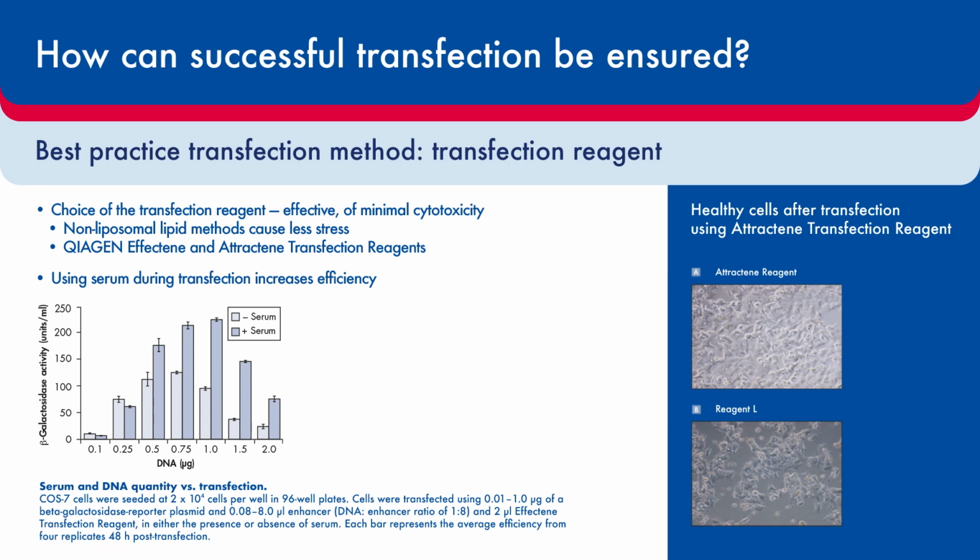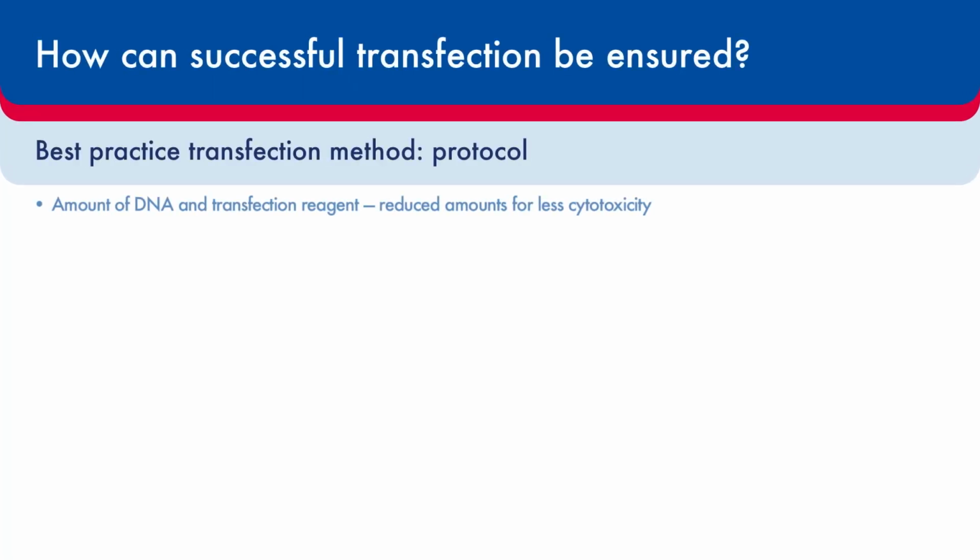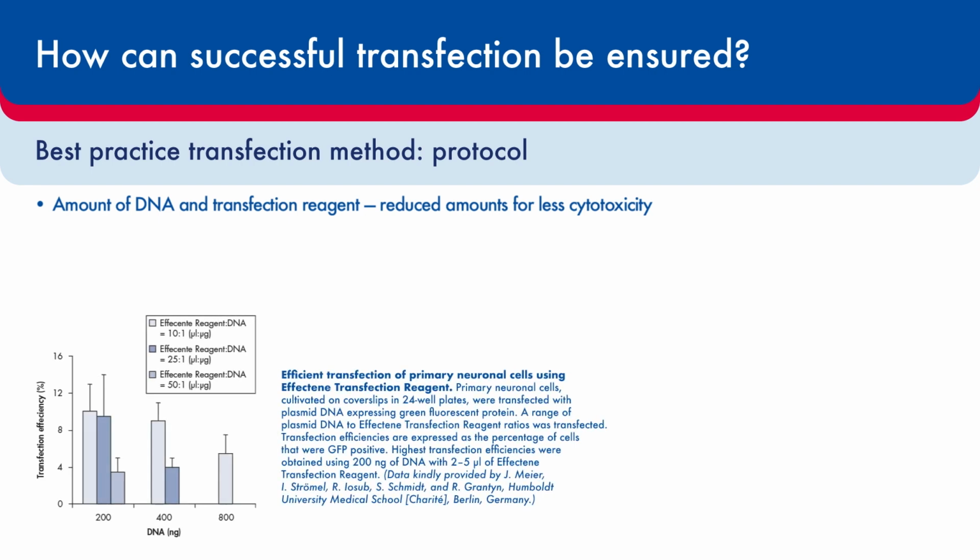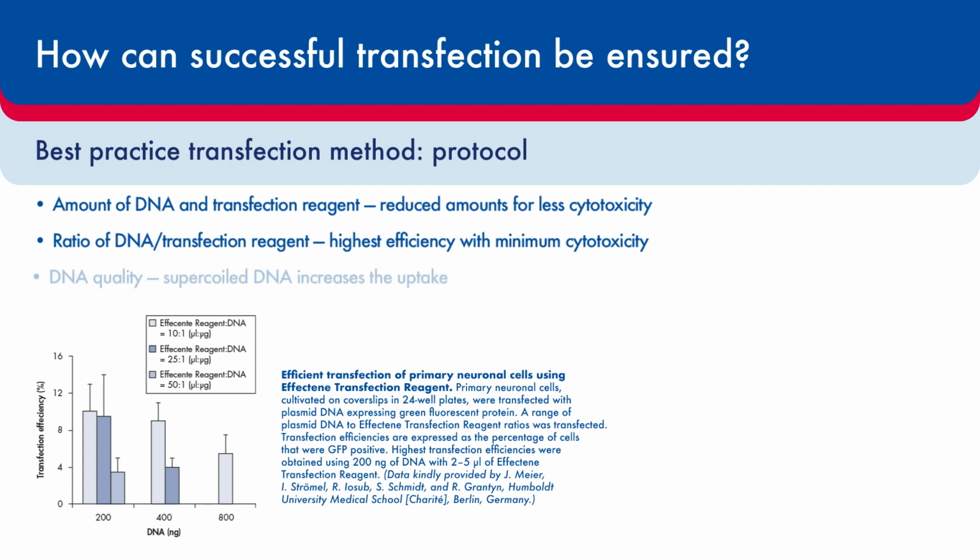As discussed earlier, reducing the amounts of transfection reagent and DNA can have a positive effect. The ratio between plasmid DNA and transfection reagent has to be evaluated. In addition to endotoxin levels, the amount of supercoiled DNA also facilitates DNA uptake. High-quality plasmid DNA is usually around 90% supercoiled DNA.